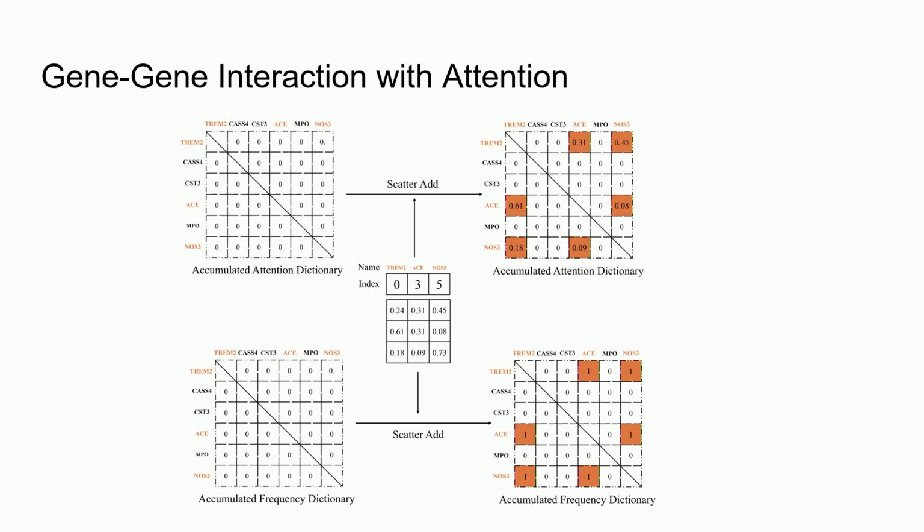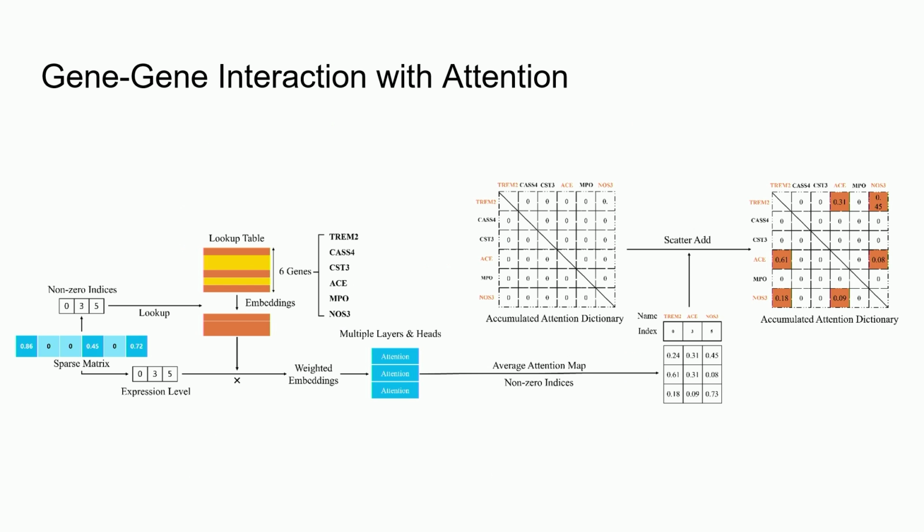So by doing this, we get a final accumulated attention map. We call it a feature interaction map, like how two genes express from the data set itself instead of just a single cell example. And finally, this is the pipeline.